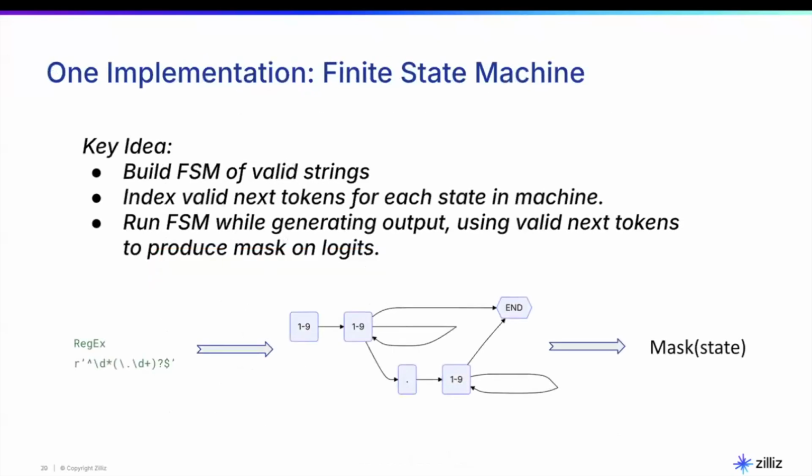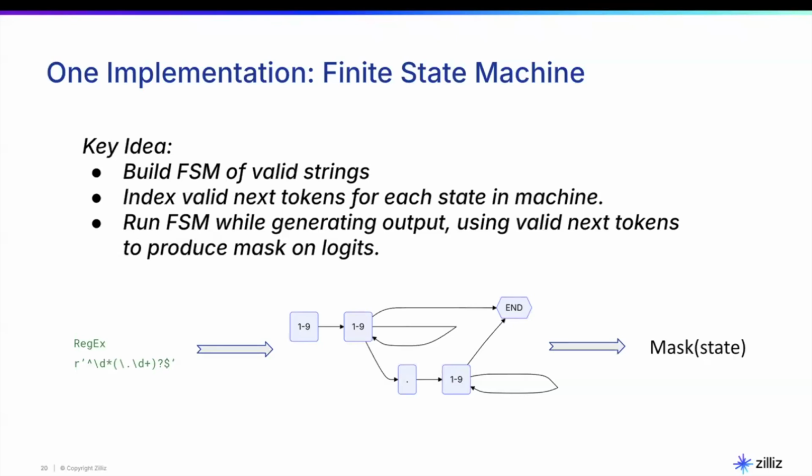One particular implementation is to use a finite state machine. The key idea here is we take a description of what we want the structure of our output to be, for example, a regular expression. We then build a finite state machine which represents that regular expression. In the slide here, we've got a regular expression specifying numbers that just have digits and a decimal point. They don't seem to have the digit 0. I think that's a typo. We want to be able to only generate those numbers from our large language model.